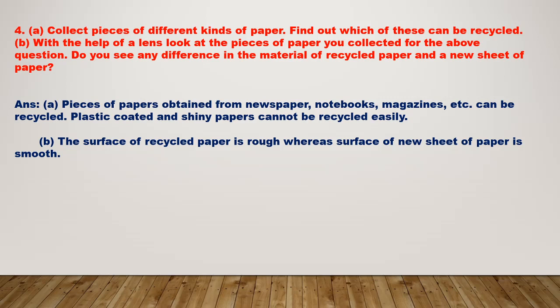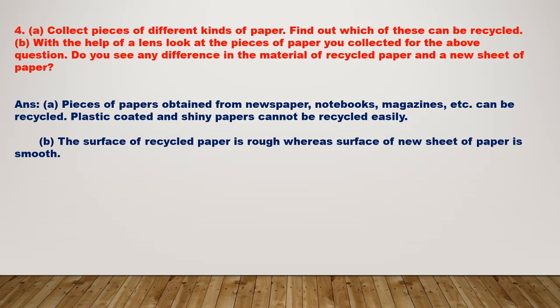Then which paper could not be recycled? That is the plastic coated or the shiny paper, especially the papers you had used for covering your books and copies, and also the plastic coated paper which is generally used for covering books, or the shiny paper which can be used for purposes other than writing. These papers are not recycled easily.